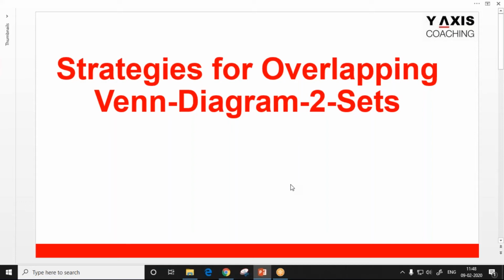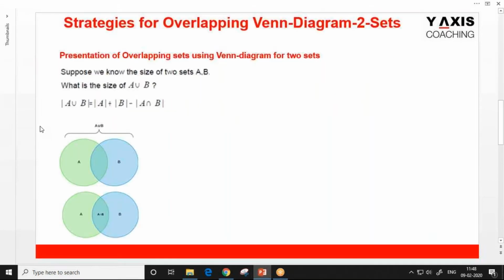In this lesson, we are going to learn about overlapping Venn diagrams for two sets. Overlapping means that when one set and another set are compared, some elements are common. So how do we deal with them, and what kinds of theorems can be used for these two sets? Let's begin, and I will first show you what overlapping sets look like.